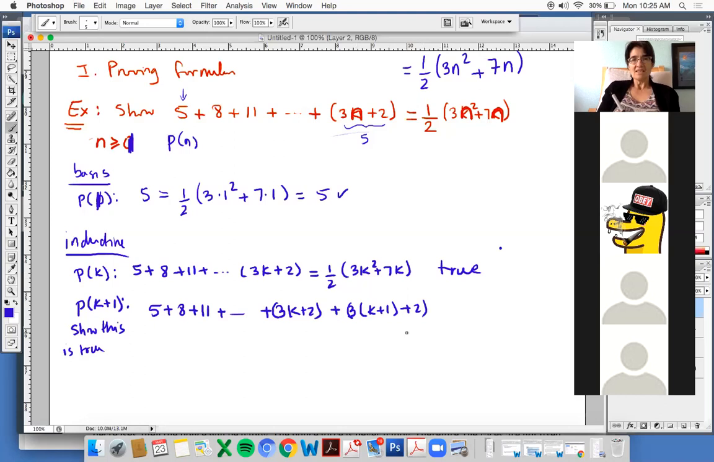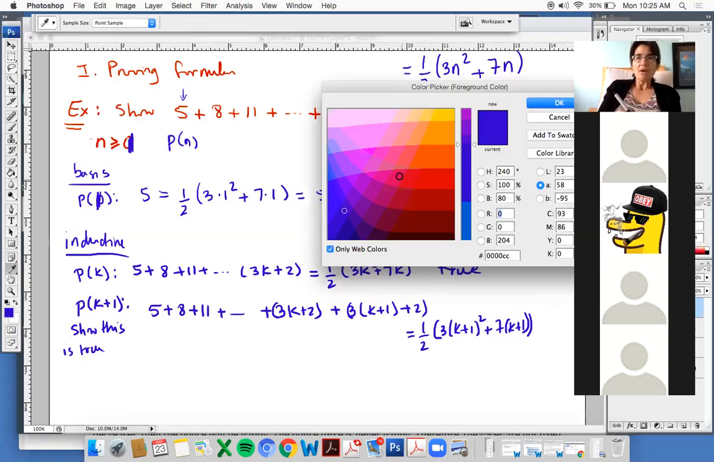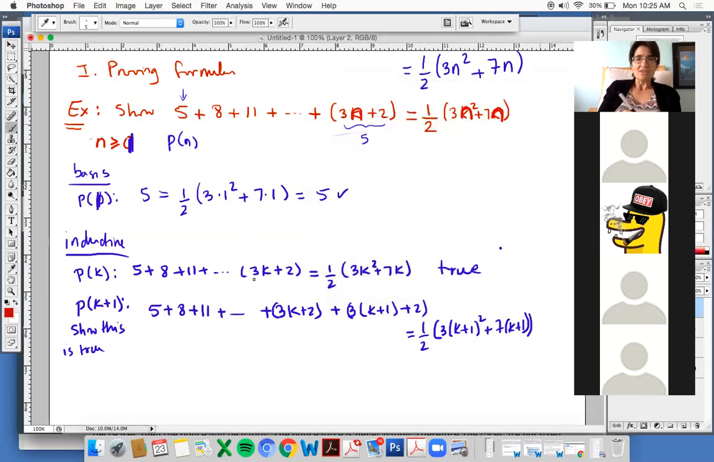And then on the other side, this is going to equal 1 half, 3, and then N gets replaced by K plus 1, and then 7, K plus 1, like this. Okay, so using this PK statement is true, we want to show that the PK plus one statement is true, right? So what we're going to do now is a bit of substitution.